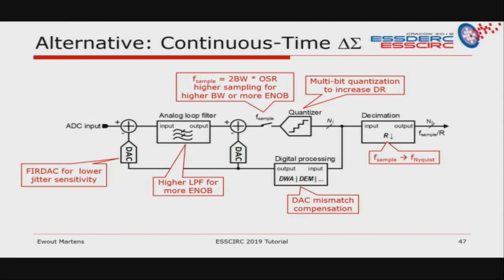An alternative architecture that is often used for these ADCs is continuous time delta sigma. The continuous time delta sigma ADC starts with a loop, where you have a low pass filter with a higher order to achieve more ENOB. Then you sample it, you oversample it, and the more you oversample, you either have more bandwidth or more ENOB. Then you have a quantizer, a multi-bit quantizer if you want more bits. And then there is a feedback part where you have some mismatch compensation in the DAC, and if you have jitter sensitivity, you can lower it with the FIR. And in the end, you have some decimation.